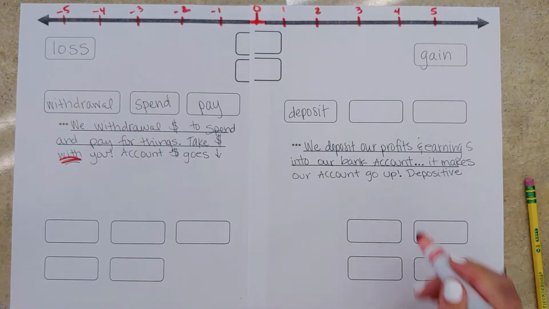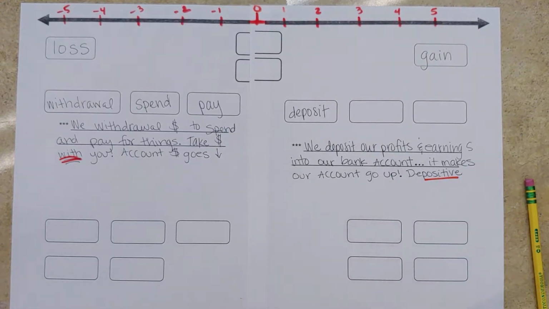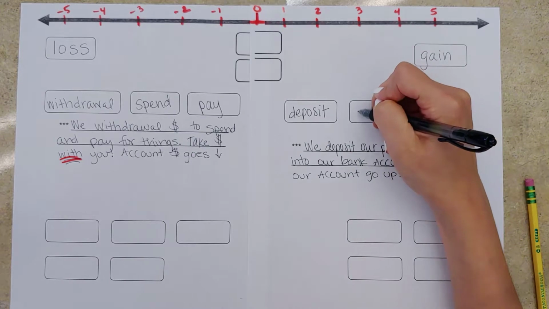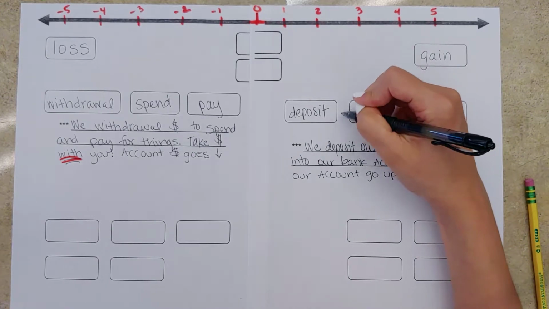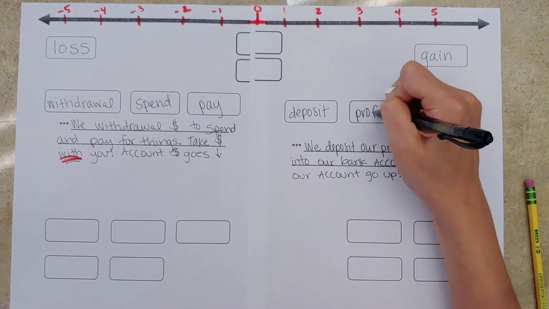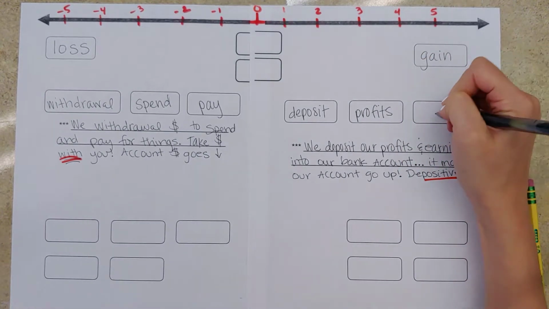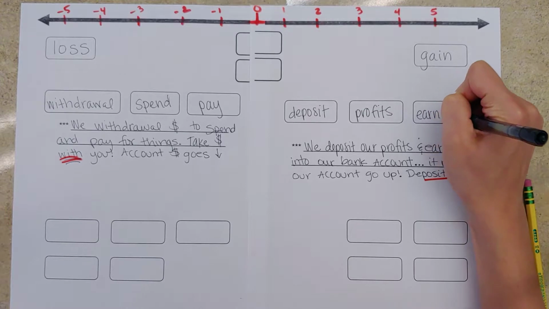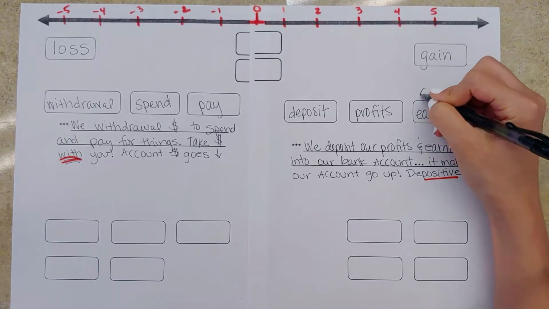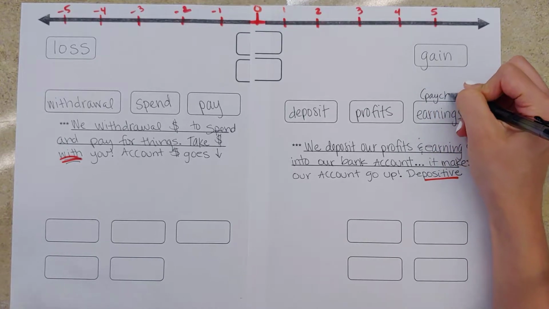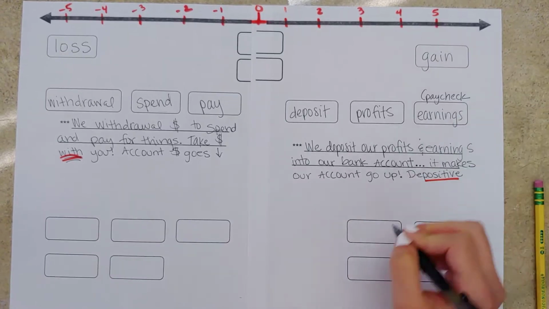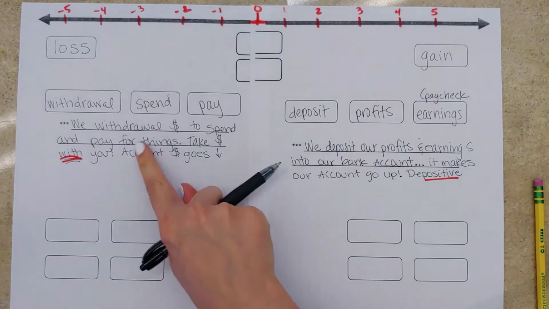Another way I like to remember this is deposit, depositive. If we add a little extra something to that, it becomes the word positive, like we're talking about positive integers. For a business, we might deposit our profits. We like profits if we're a business, that means we're making money, or our earnings, which is like a paycheck. All right, so we've talked about money.